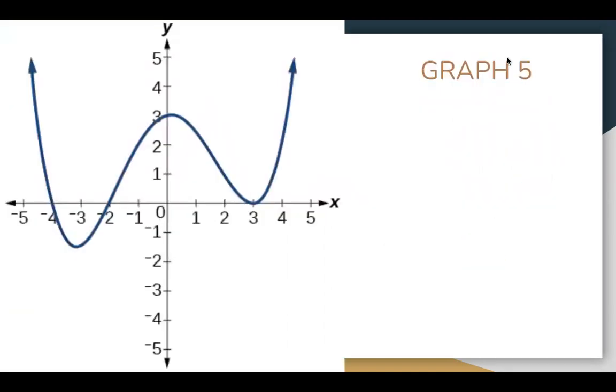Now for graph number 5. Starting with those intercepts again. Got my line here. I have crossing points here, here, and here. Those ones are pretty easy to label. We've got -4, -2, and +3.